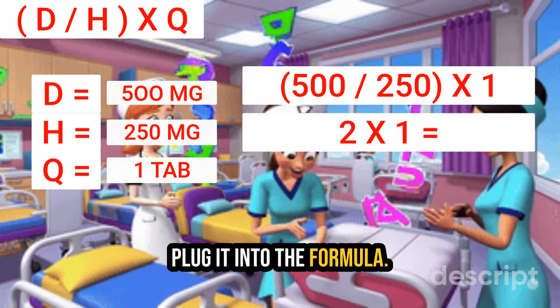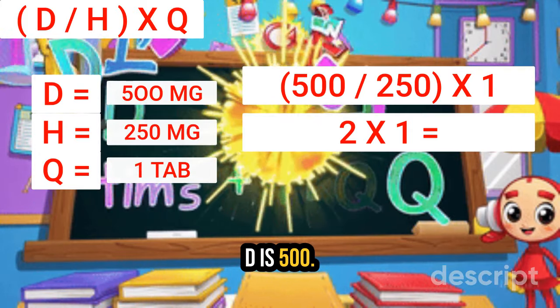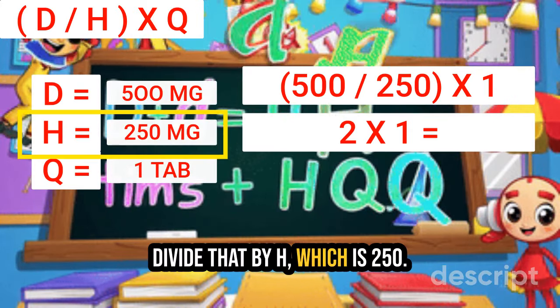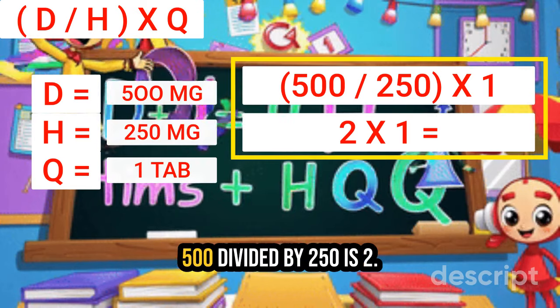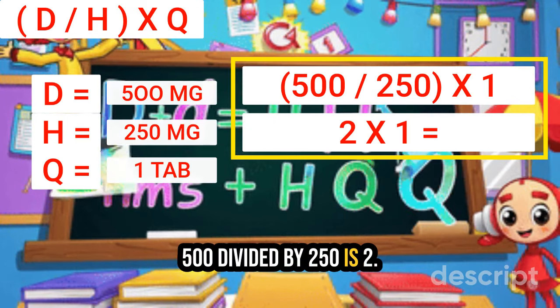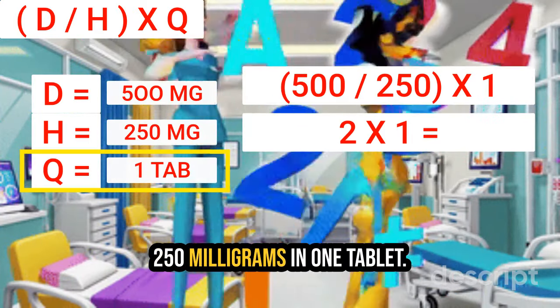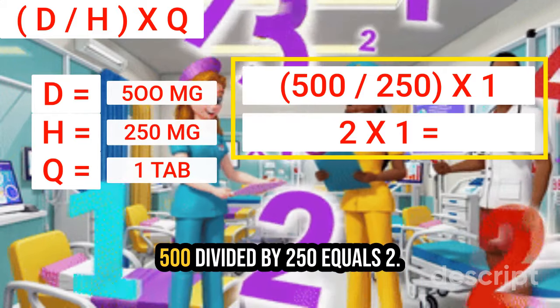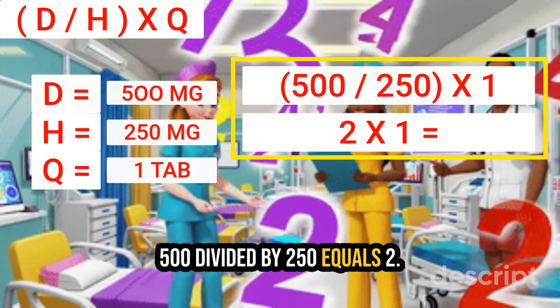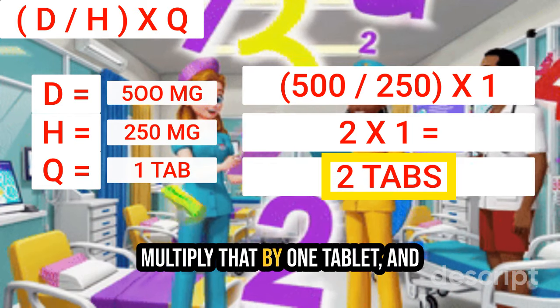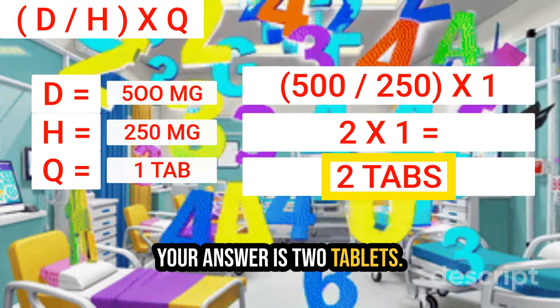Now plug it into the formula. D is 500. Divide that by H, which is 250. 500 divided by 250 is 2. Now, quantity is 1 because there's 250 milligrams in one tablet. 500 divided by 250 equals 2. Multiply that by one tablet, and your answer is 2 tablets.